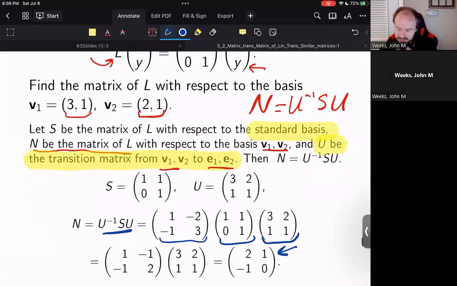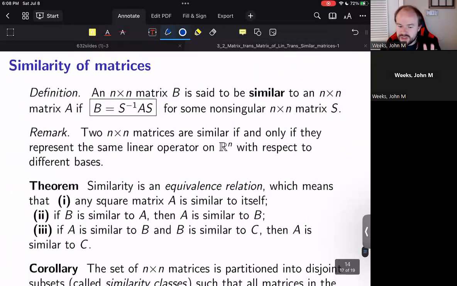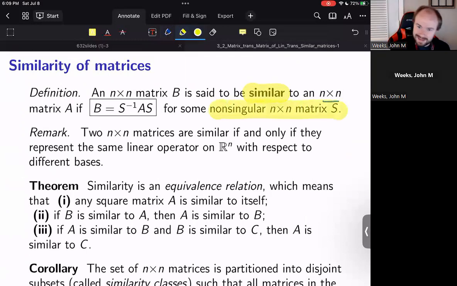So this means that similarity of matrices is likely something worth studying. And we're going to want to talk about it a little bit, especially before moving on. So first things first, let's make sure our definition is clear. We're going to say an n by n matrix B is said to be similar to another matrix of the same size, n by n as well, if B equals S inverse times A times S for some non-singular n by n matrix S. Okay, so what we mean by non-singular here is that you need to be able to invert this matrix. Otherwise, S inverse does not exist. Remember, non-singular means invertible, or that its determinant is non-zero, right? We're in that kind of world there.